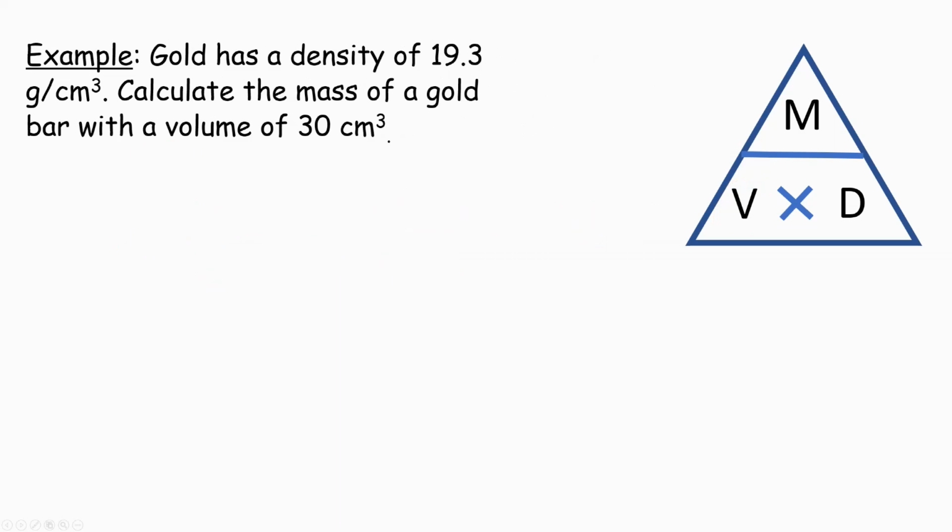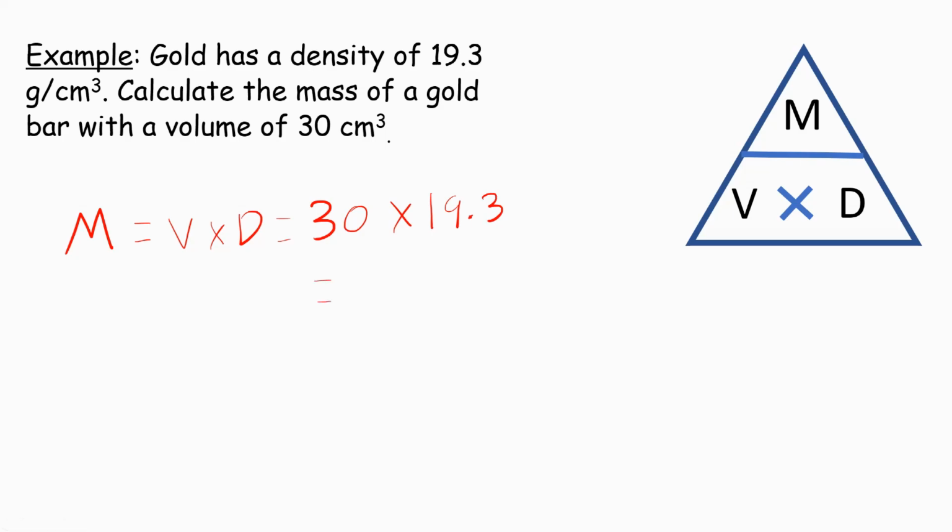Here's another question. Gold has a density of 19.3 grams per centimeters cubed. Calculate the mass of a gold bar with a volume of 30 centimeters cubed. So if I cover up M, I'm going to have volume times density. The volume is 30 centimeters cubed, and my density is 19.3 grams per centimeters cubed. So let's work that out.